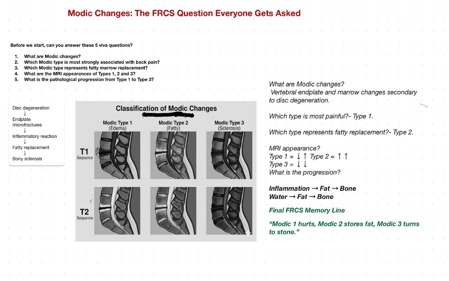What happens is, with increasing age and with some other things, disc degeneration can happen. With the disc degeneration, because the disc height is decreased, there is more pressure on the end plates, and that can lead to end plate microfractures, and that leads to an inflammatory reaction at the end plates. So that gives back pain, and there is edema at the end plates. And then over time fat will replace the end plate tissue, and over time bone sclerosis will happen at that place.